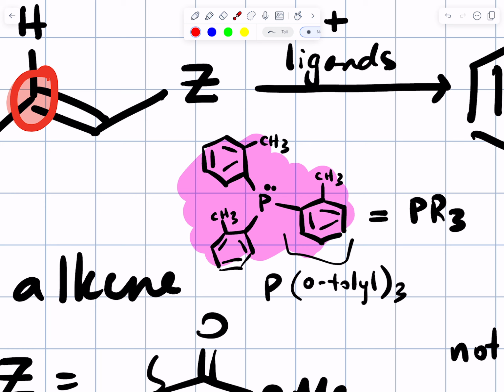Okay. So that would usually be that. It would usually be a benzene ring of some kind attached to the phosphorus. But there are hundreds, perhaps thousands of phosphine ligands that people have tried.